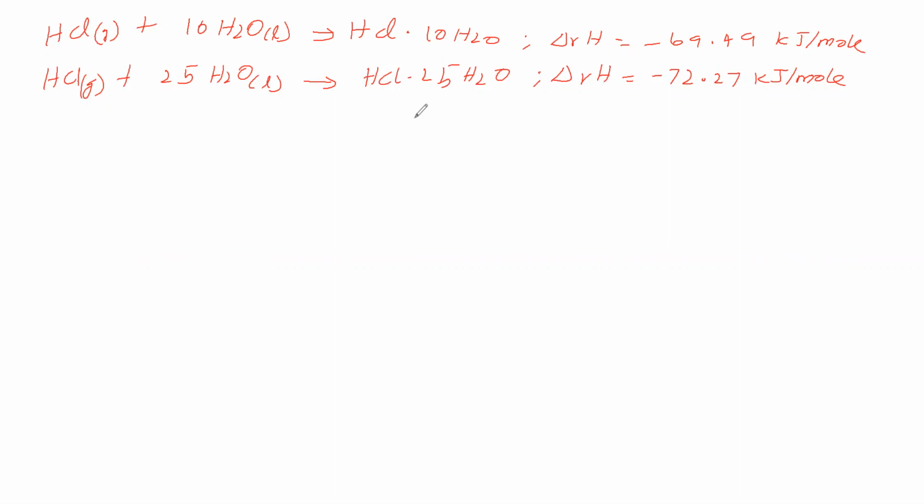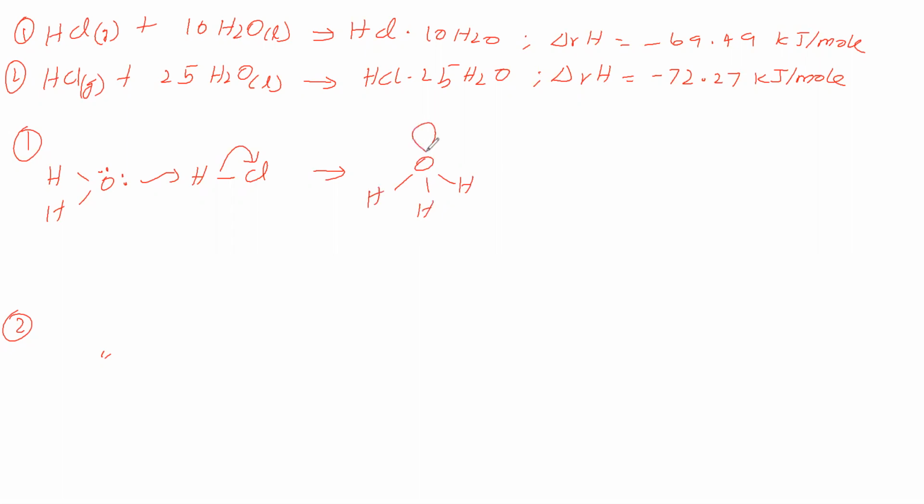Why is the value different? What is the process taking place in both cases? Now we'll see the first case and the second case. In the first case, what is happening? A water molecule's oxygen is attacking this H, and this bond is shifting. In the second case also the same thing is happening. Next, the hydronium ion is produced and the Cl minus ion is produced. In the second case also the same thing is happening.